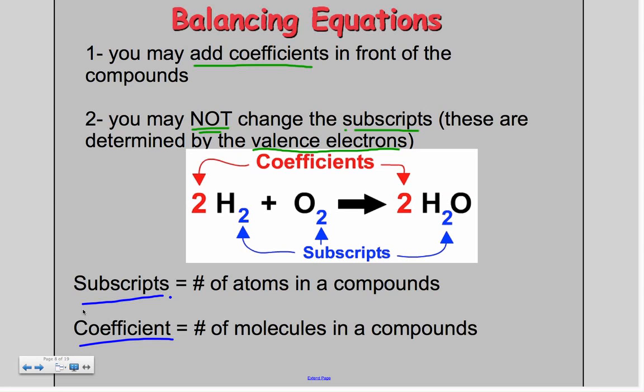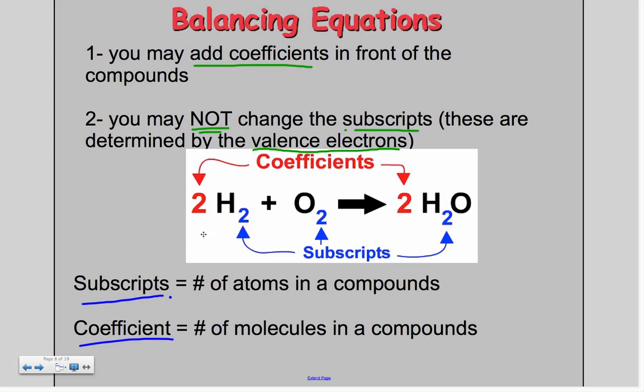So let's look at how we balance equations. You can add coefficients in front of any compound or any molecule. You cannot change the subscripts. This is determined by the valence electrons. So this tells me how many of these little atoms I have. The subscripts are more atomic structure, whereas the coefficients are more how many molecules or how many compounds I have.